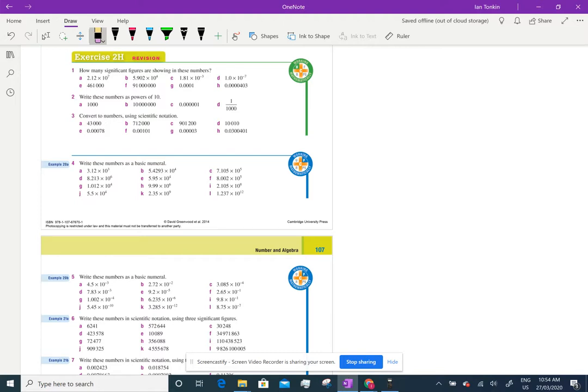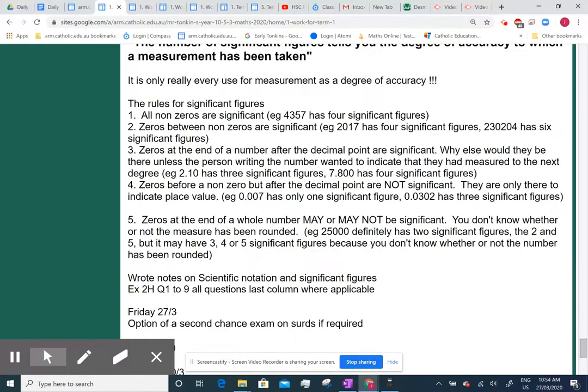The last one, and this is where I think the book will have some different answers, is zeros at the end of a whole number may or may not be significant. You don't know whether or not they have been measured or rounded. For example, if I said there were 25,000 people at the football, did I measure to the nearest 25,000, to the nearest person, or did I round off? Were there 24,990? Were there 24,992?